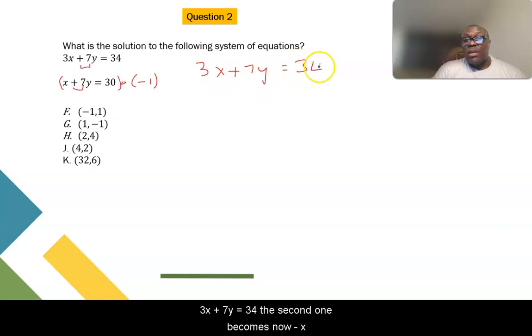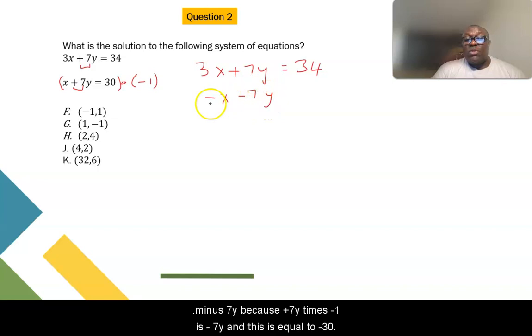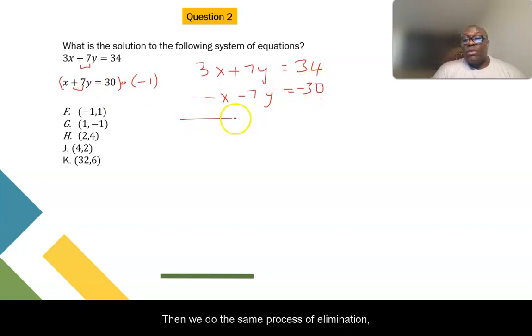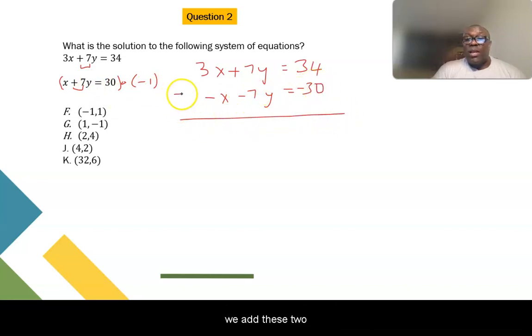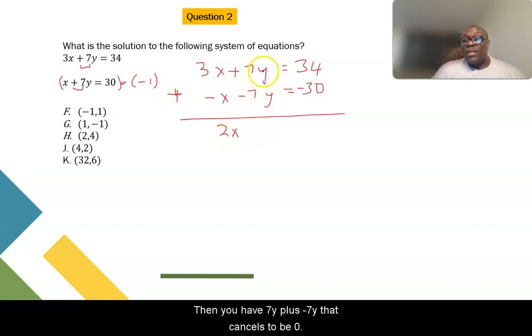When we do that, the first equation remains the way it is: 3x plus 7y equals 34. The second one becomes negative x minus 7y, because positive 7y times negative 1 is negative 7y, and this is equal to negative 30. Then we do the same process of elimination. We add these two. Notice that 3x plus negative x is 3x minus x, which is 2x. Then you have 7y plus negative 7y, that cancels to be 0. And 34 plus negative 30, that is 34 minus 30, and that gives you 4.